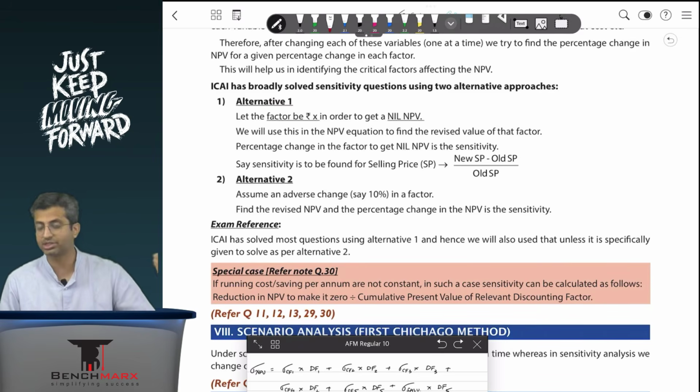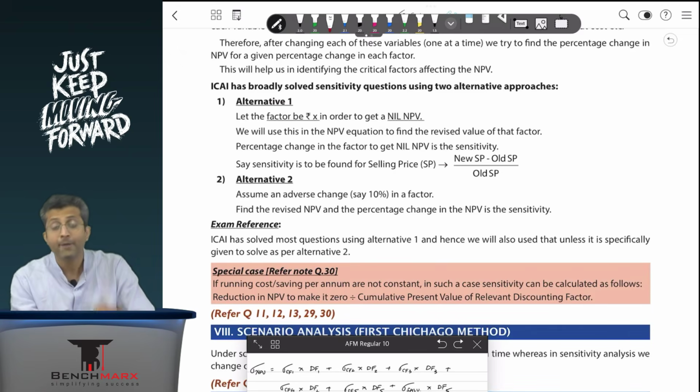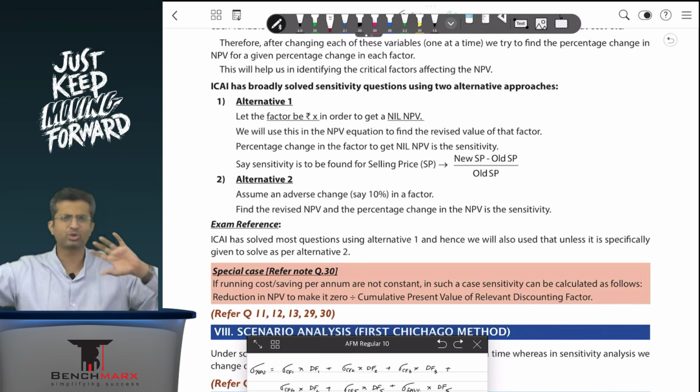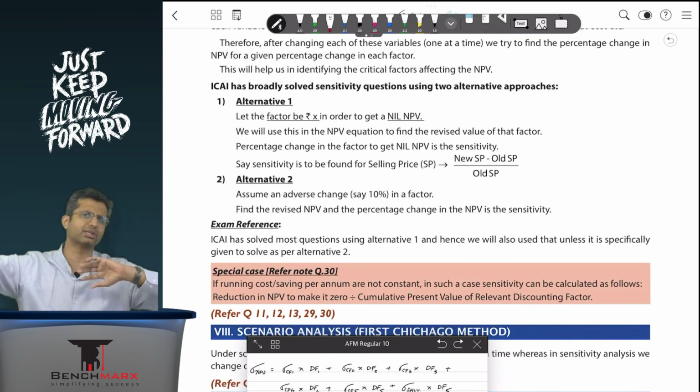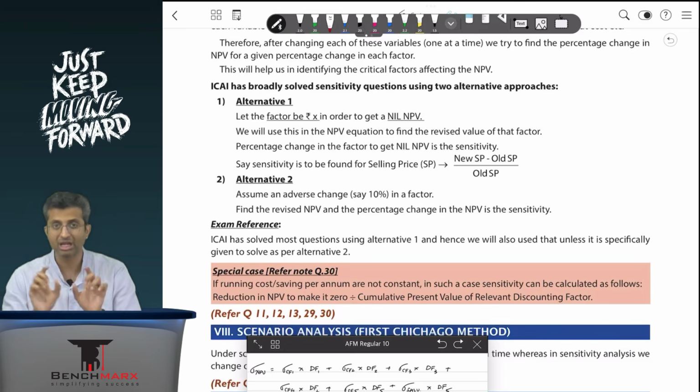Another possibility which the Institute has used in a lot of questions is how much should be the percentage change in NPV for, let's say, a 10% adverse change in any factor. Now that can be 10, it can be 5, it can be 2.5. The question has to tell you. For example, if the selling price changes by 10%, then how much will be the NPV change? Say it is 50%. So we are trying to say that for a 10% change in selling price, there's a 50% change in NPV. Or if there's a 10% change in variable cost, there's a 30% change in NPV. So this is another method.